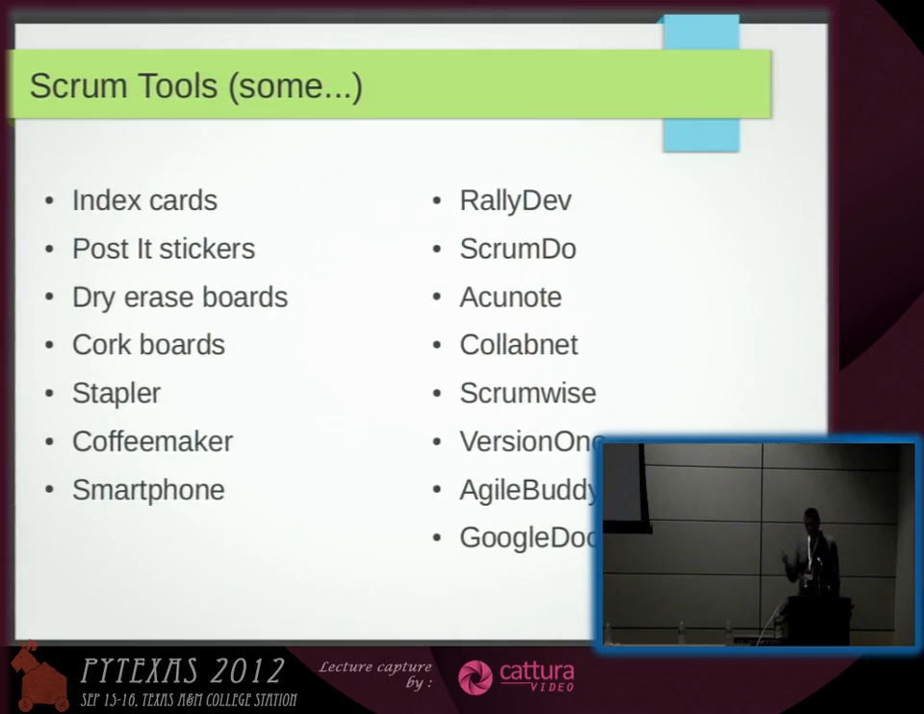On the right side, I just put some software tools, online tools. RallyDev is one that I used a lot. ScrumDo is a very decent one. AccuNote, CollabNet has some software. I don't know if I'm exaggerating, but I think there might be hundreds of these online. So just search for Scrum tools and you'll find them.